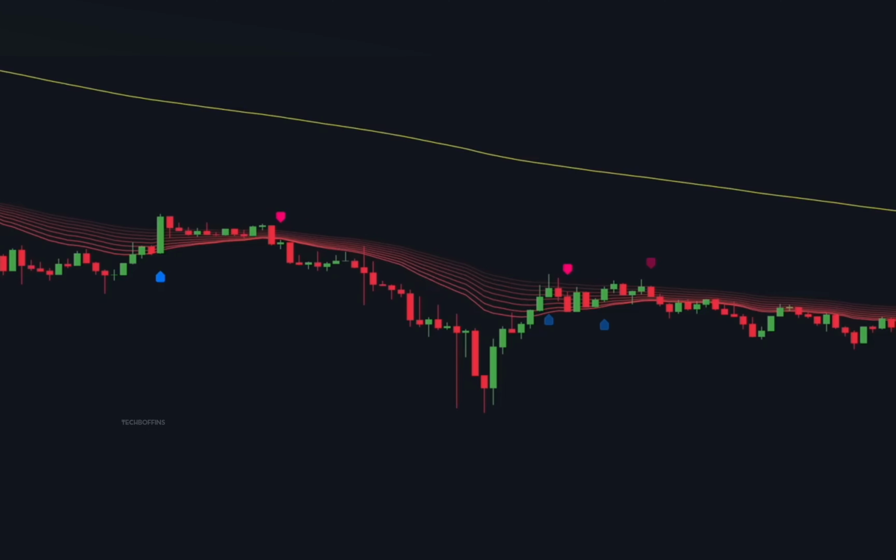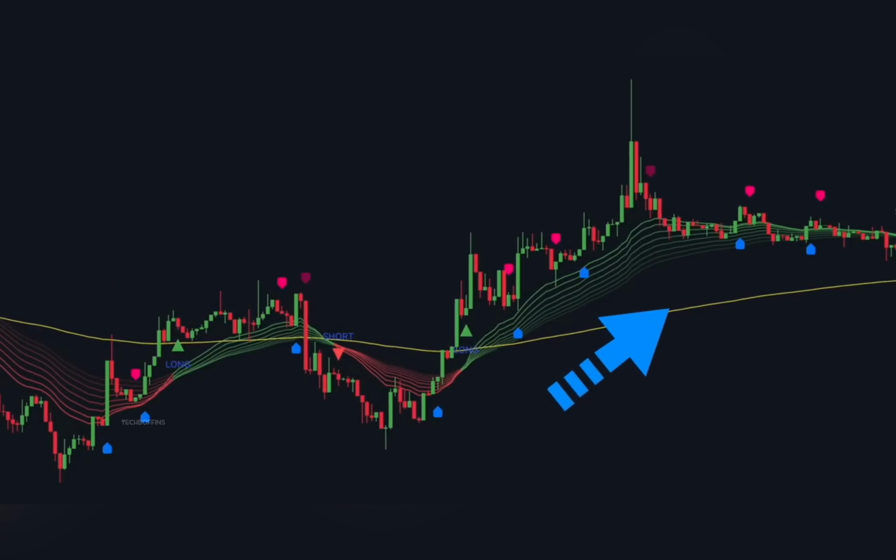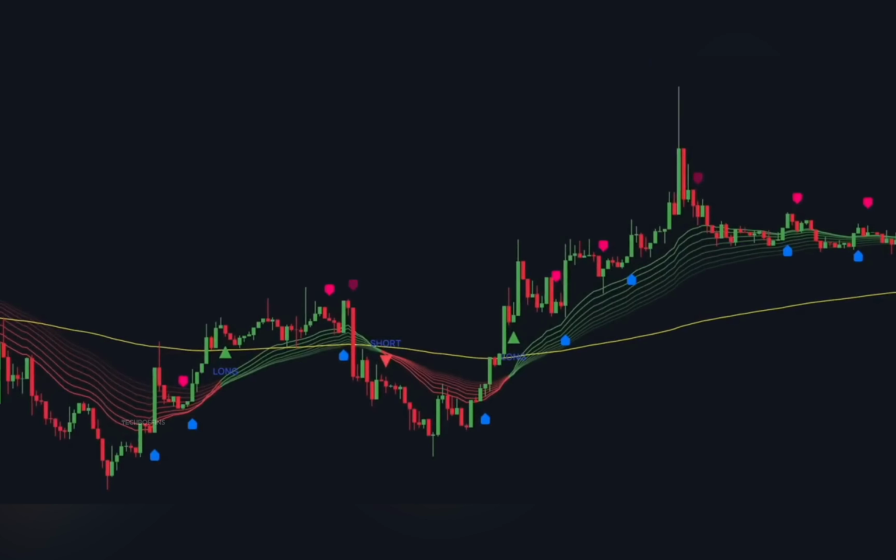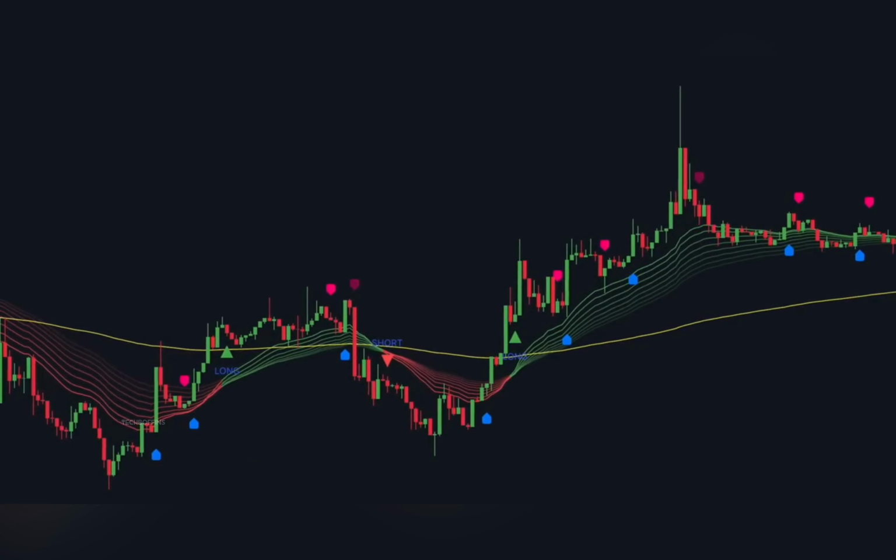When the ribbon slopes upward, it suggests that the market is in an uptrend. When it slopes downward, it shows that the market is in a decline. The EMA ribbon will assist us in identifying potential buy or sell signals depending on the trend direction and price location relative to the moving averages. This EMA ribbon indicator, as we can see, includes buy and sell signals.